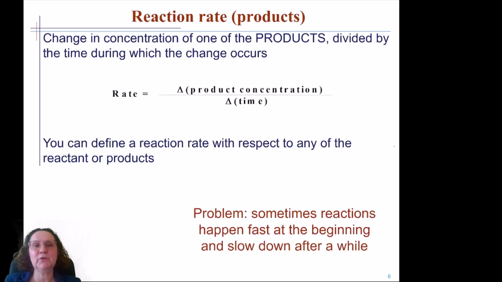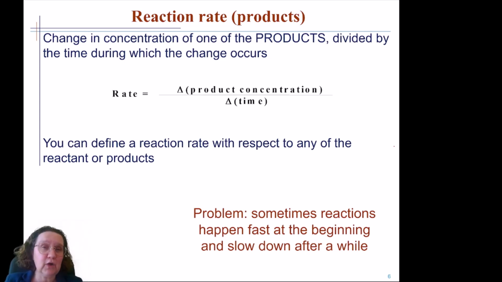In a similar way, we have the reaction rate with respect to the reactant. You can also have reaction rates with respect to the products. And in this case, it is the change in the product concentration divided by the change in time. And this time you don't need a minus sign because that value is going to be a positive number. You're going to have more product at the end of the measuring period than at the beginning.